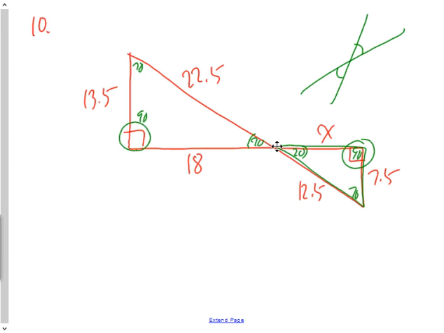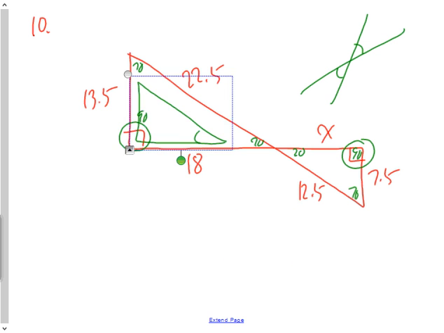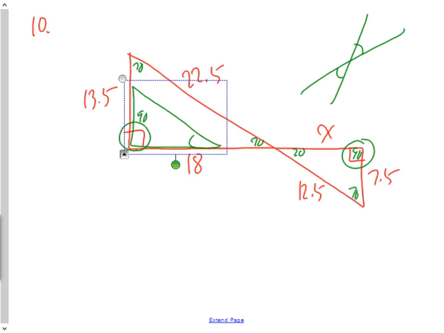Now the other part is, what are their corresponding sides? For some people, they have a hard time determining what the corresponding sides are, and I'll show you an easy way to do it. So if I take this triangle and rotate it, and then put it back up here, there's our corresponding sides, right? That's one way to do it. You could do it that way.